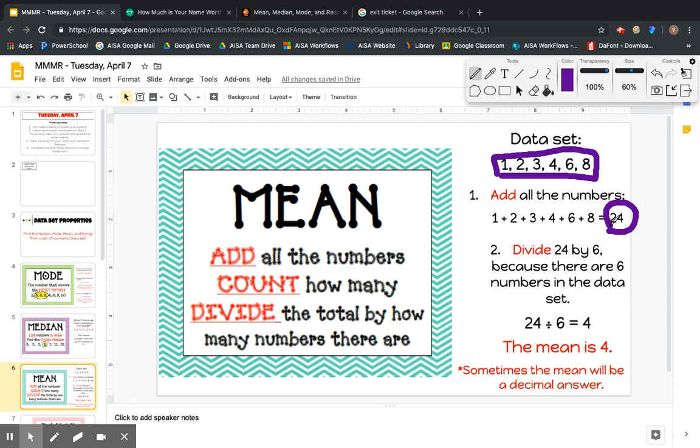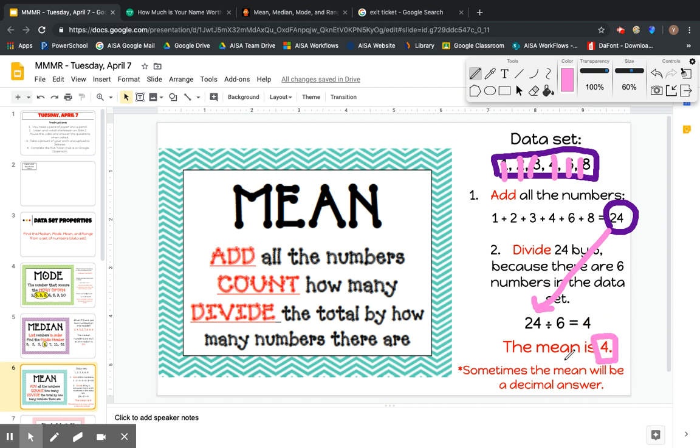Now you have to count how many numbers were in your data set. So here, if I count, I have 1, 2, 3, 4, 5, 6. I have 6 numbers. So I'm going to divide 24 divided by 6 equals 4. So my average, or my mean, is 4.